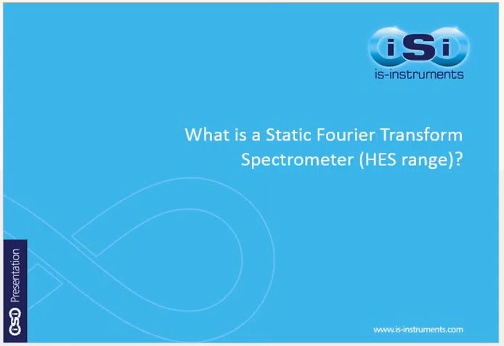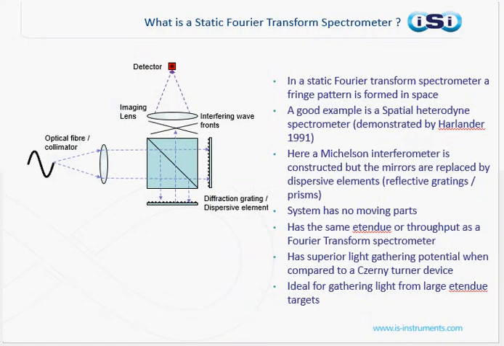This short video discusses the basic principles and construction of a static Fourier transform spectrometer. In these types of devices, dispersive elements are used, but in an interferometer configuration. A fringe pattern is formed in space, which is then Fourier transformed to extract the spectral information. A good example of this is the spatial heterodyne spectrometer demonstrated by Harlander in 1991 and shown here.